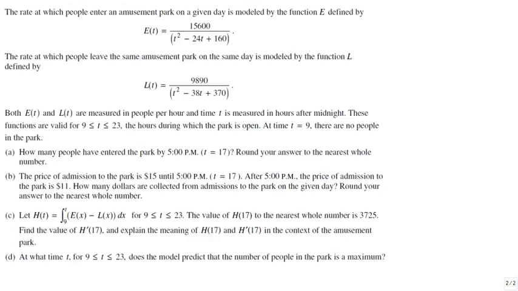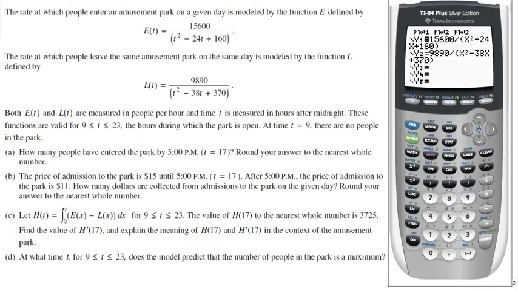So the first thing I'm going to do is enter both of these functions into my graphing calculator, which I've done here, just remembering that I have to use x's instead of t's. Now part A says how many people have entered the park by 5 p.m., which is t equals 17, and round the answer to the nearest whole number. To do this I want the integral of the rate of people entering the park, and that's going to go from 9 to 17.